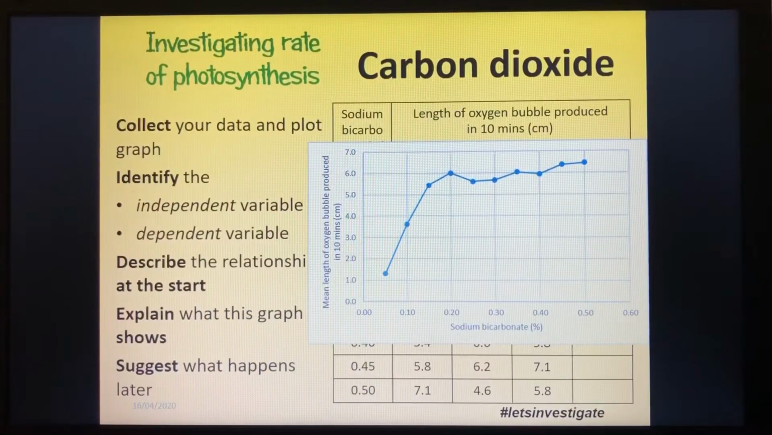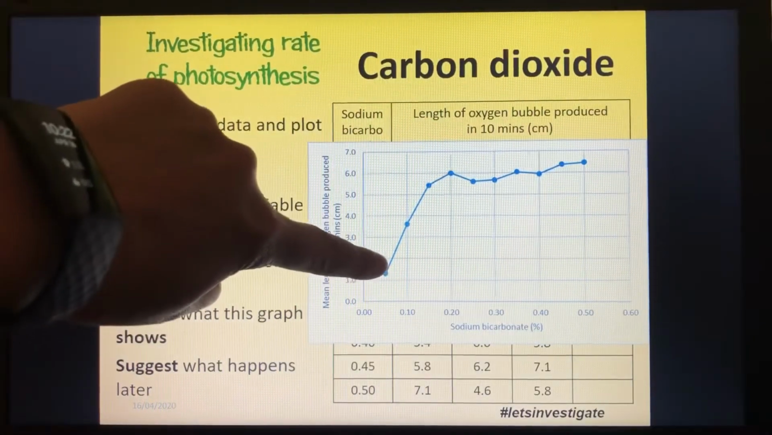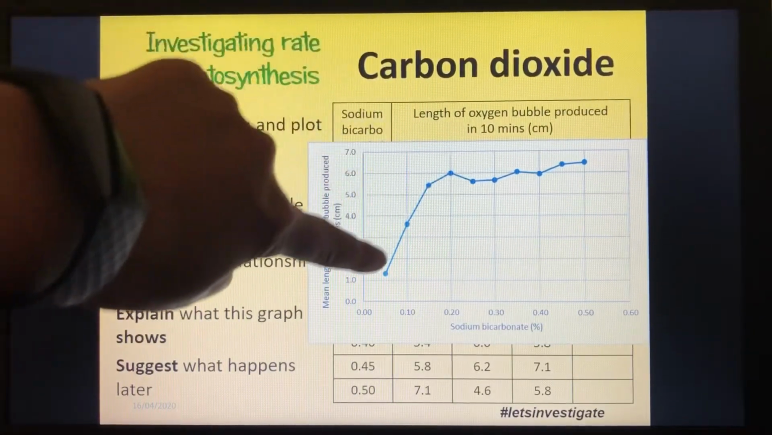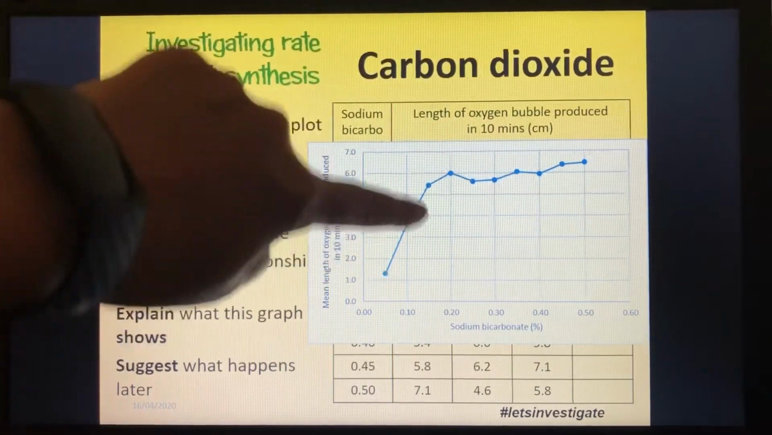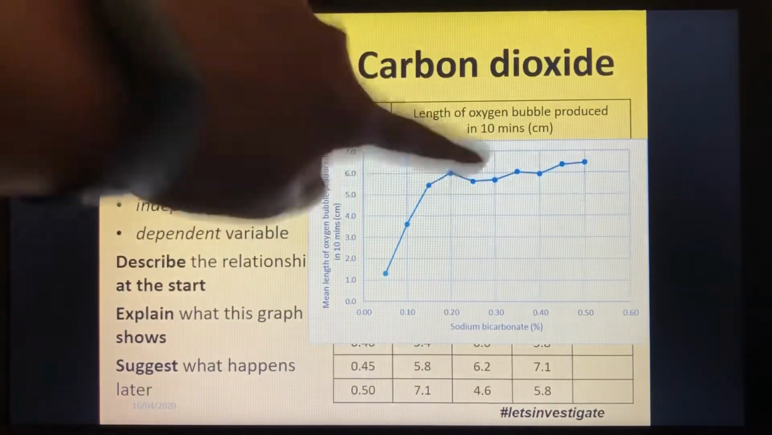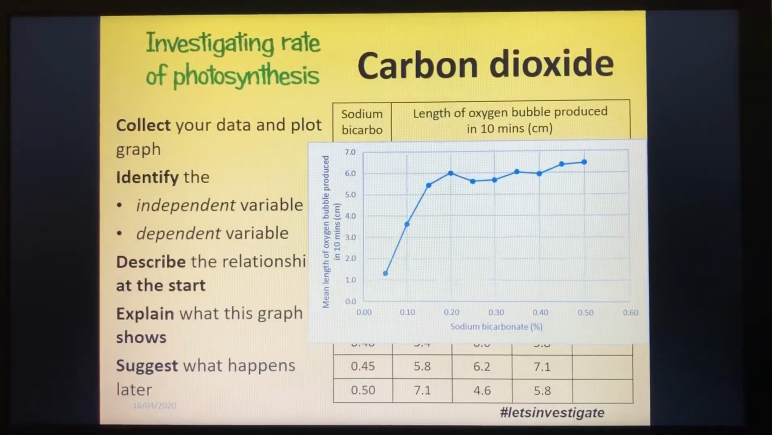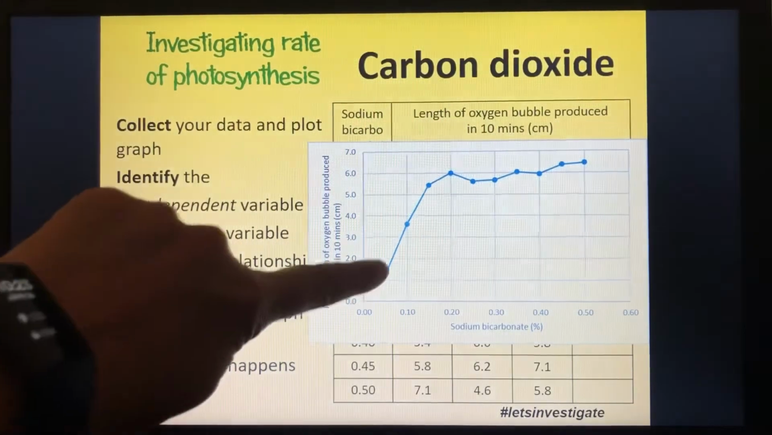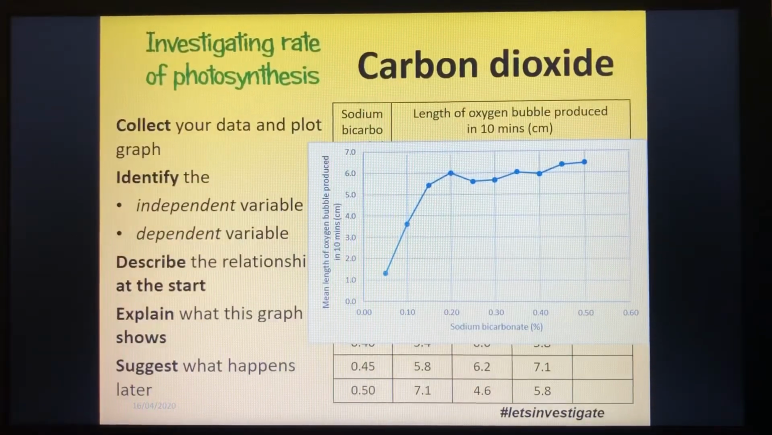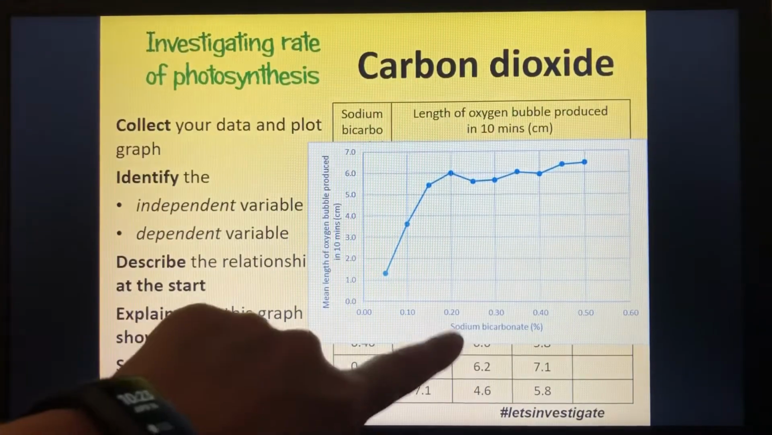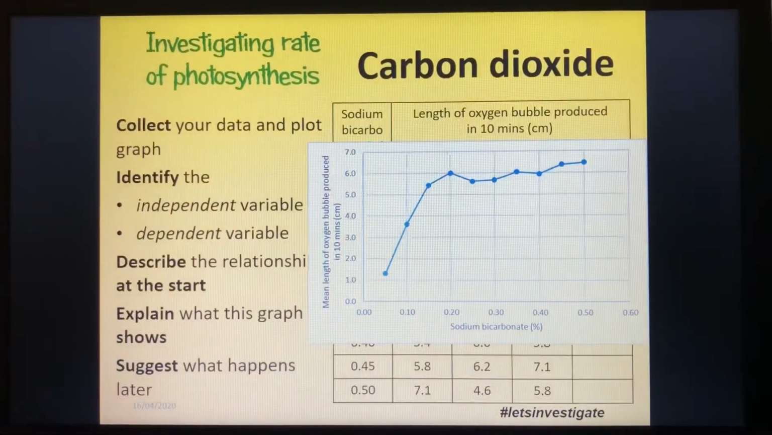Right, final section then. So we've got our graph there, and we can see that at these early stages, as sodium bicarbonate increases, so does the mean length of oxygen bubble. Therefore, there is a higher rate of photosynthesis. And then we see we get this levelling out. Okay, and that levelling out kind of says you can add more sodium bicarbonate, which will inevitably cost more money, but it's not going to make any difference to the rate of photosynthesis. So it's at this stage here that sodium bicarbonate, carbon dioxide, is a limiting factor. And then beyond that point of 0.2, it's no longer a limiting factor.